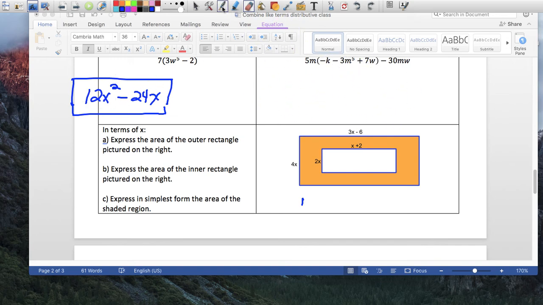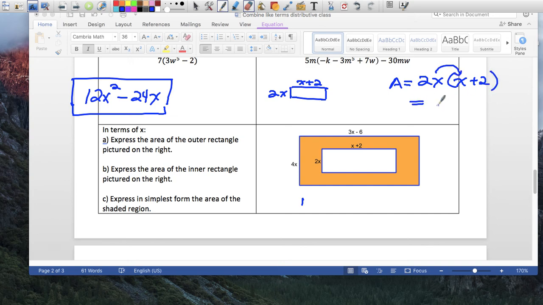But there's a smaller rectangle inside. And in the smaller rectangle, this is 2x, and this top is x plus 2. To find the area of this rectangle, I'm going to do the same thing. Area is going to be this side times this side, whether it's x plus 2 times 2x or 2x times x plus 2, it doesn't matter. So it's 2x times that side, which is x plus 2.